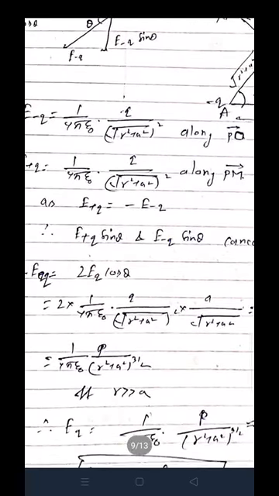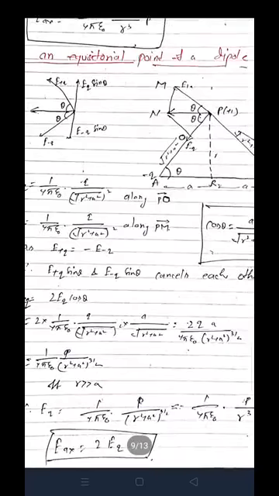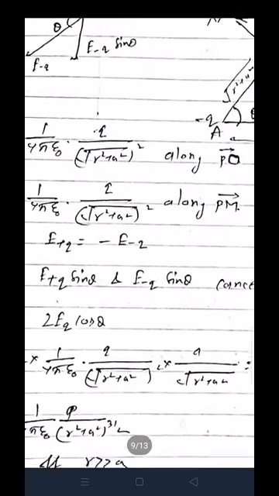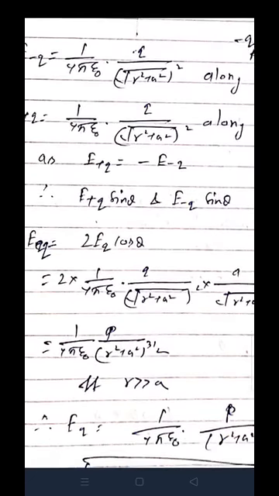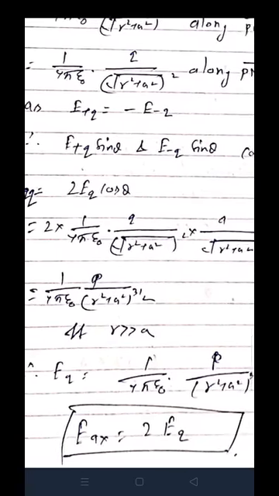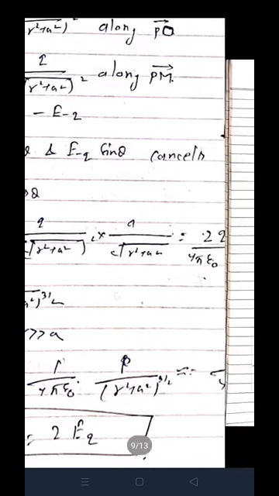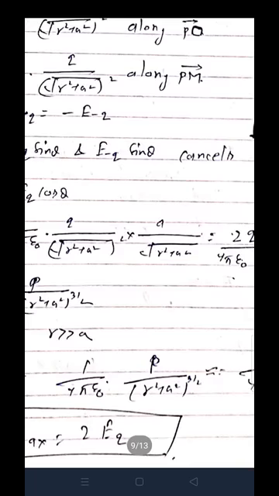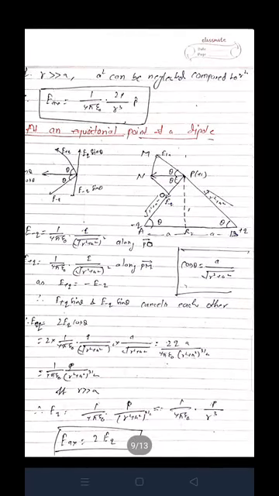Okay. So again 2qa we can replace by p, that is dipole moment. So it will be 1 by 4 pi epsilon naught p by r square plus a square to the power 3 by 2. Again the special case was there. If r is much greater than a, then what will happen? EQ will be equal to 1 by 4 pi epsilon naught q by r square plus a square to the power 3 by 2. Okay. And if r is much greater than a, then a square can be neglected in comparison to r square, and it will become 1 by 4 pi epsilon naught p by r cube. Okay.